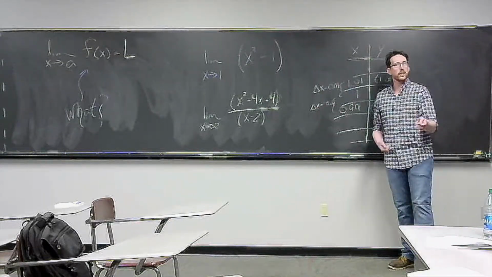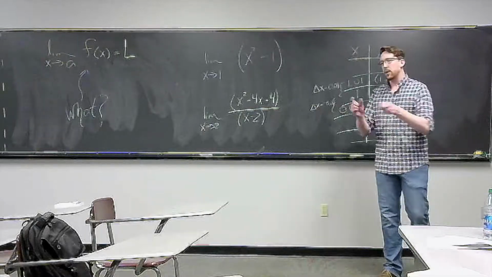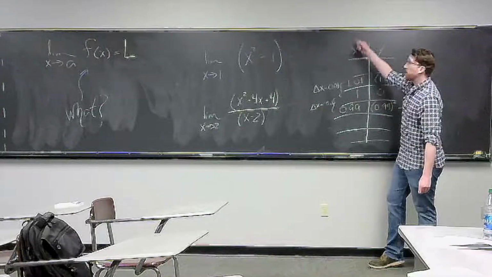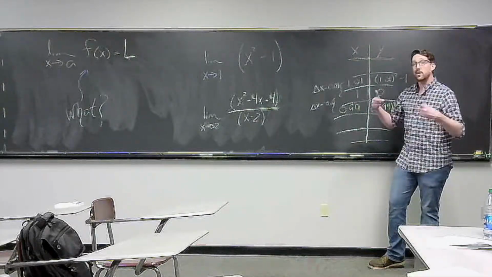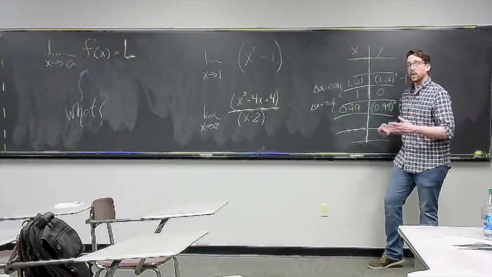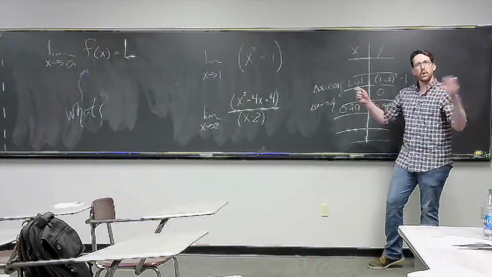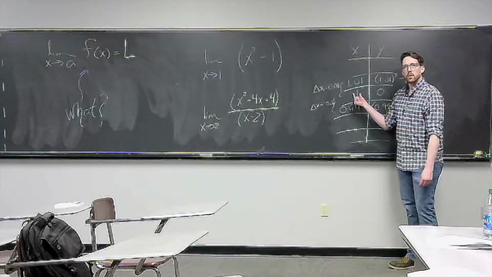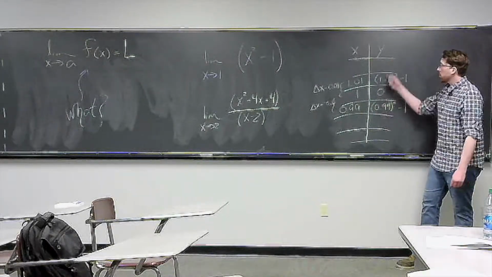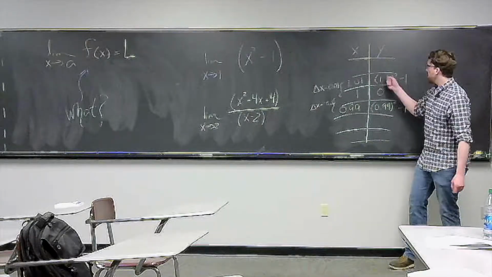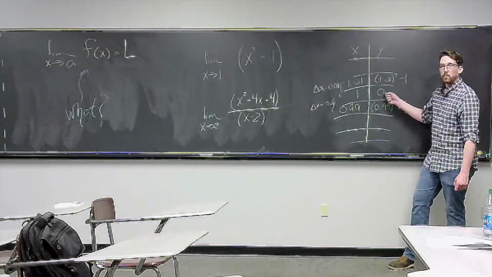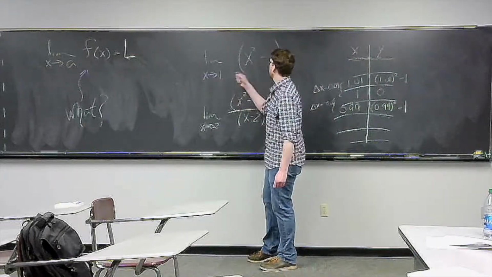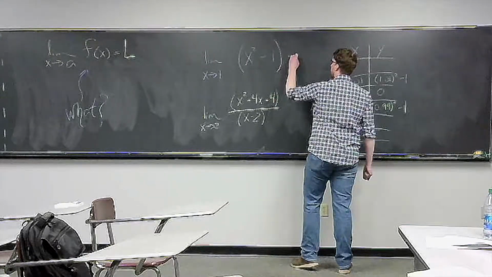And this is what I was talking about in that last lecture video when I said you're going to let delta x get smaller. Because as you go further out, the magnitude of delta x will get larger. But if you were to let it shrink in, you get really close to 1 here. And what corresponds is that the y values will get close to 0. So in this case, we would say that the limit as x approaches 1 is equal to 0.